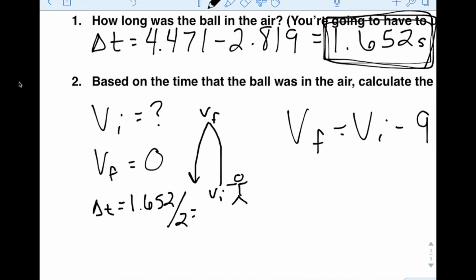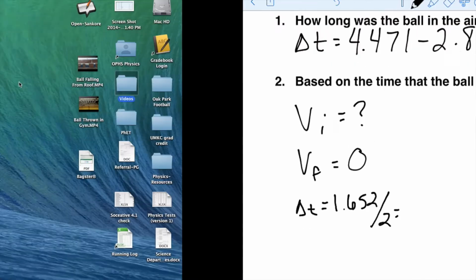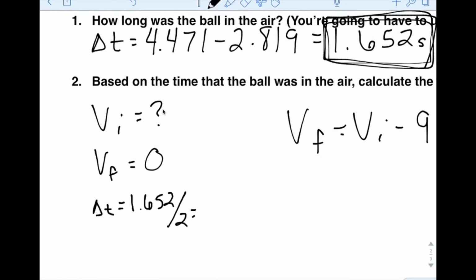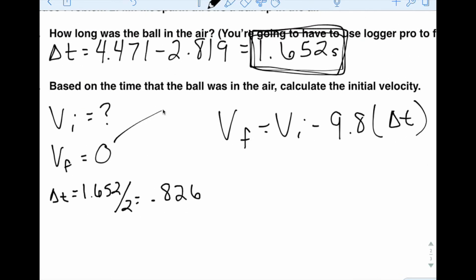And that is going to be, and let's erase my little guy here so I have space. All right, so I'm going to go over my calculator, and it should still be on there. Yep, I'm just going to go divided by 2, 0.826. All right, so it's important, guys. We can't mess that up. Hint, hint. Don't mess that up on the test. Hint, hint, hint. All right, so I know then that VF is going to be 0. VI stays in. 9.8 obviously stays there. And then 0.826 becomes my delta t.